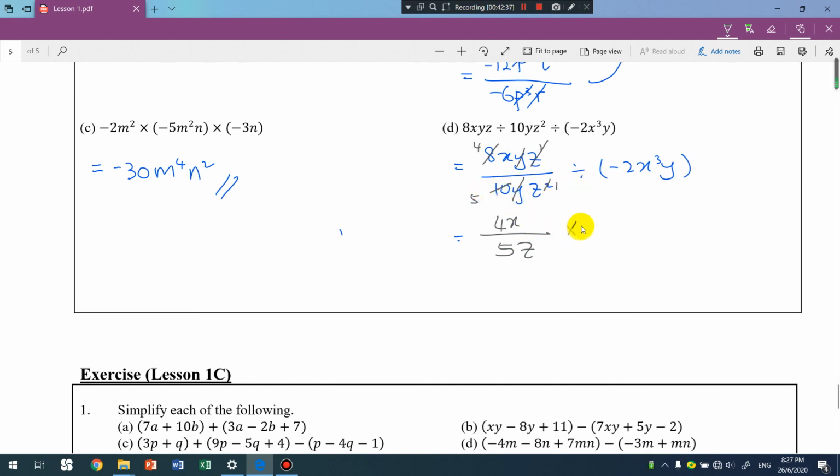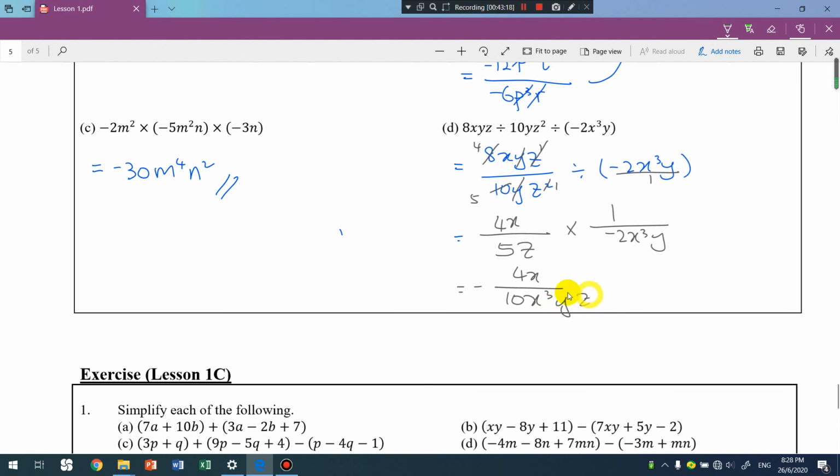Divide, we can change to multiply, right? And don't forget, when you change to multiply, we have to invert this fraction. This is negative 2x cubed y over 1. So we change to multiply. These 2 will change their position. So the negative 2x cubed y will go down here. The 1 will go up here. Okay, so you can combine these two first. This times this, 4x. This times this, positive times negative will give you negative. Negative 10. And then x to the power 3.